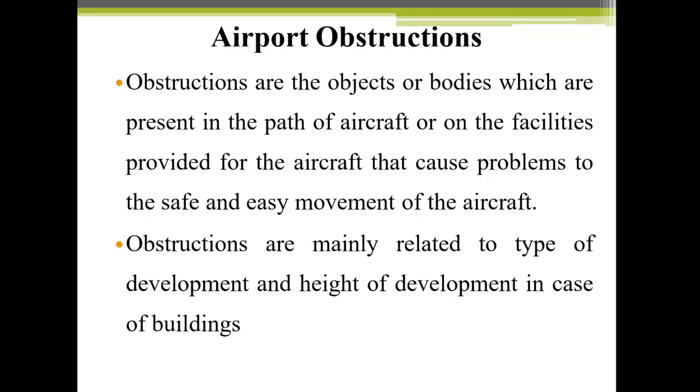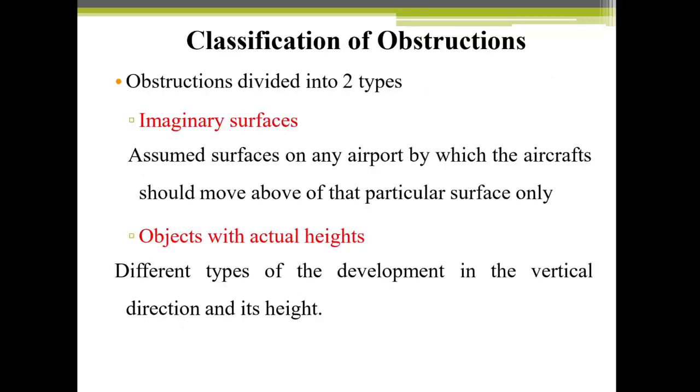So obstructions are mainly related to the type of development. What type of development there is, and the height of development in case of buildings. These obstructions mainly depend upon the type of the development at a particular area and the height of the development in case of buildings. Now, these obstructions are classified into two types, that is imaginary surfaces and the objects with actual heights. So we will see what imaginary surface obstructions are.